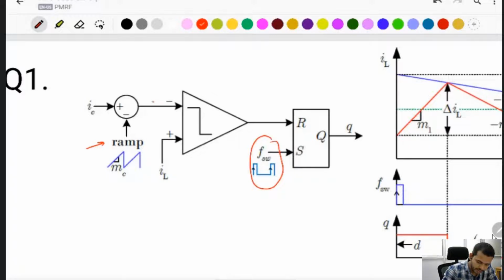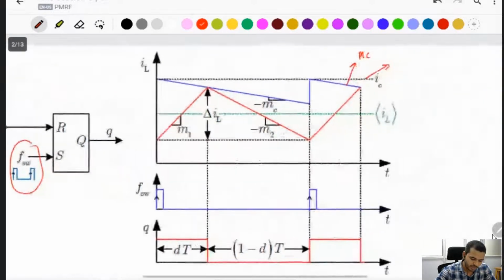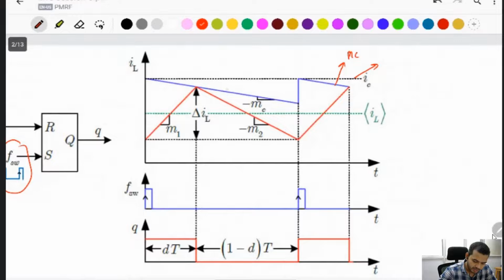This is the current IC minus this ramp signal. I ramp is this one. If you subtract this, you will find this signal is IC minus the ramp signal IR. Okay. Here it is given in the expression.